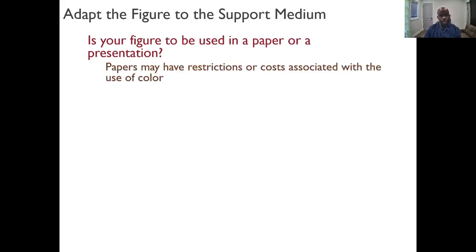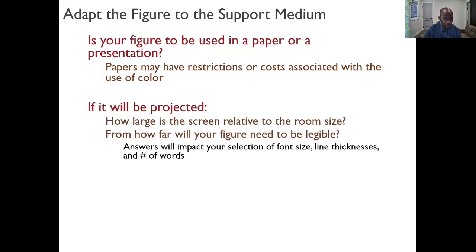The next point is to really think about the medium that you'll be using to show your figure. So if your figure is going to be used in a paper versus a presentation, you may want to have two different types of figures. With papers, and depending on the journal where you publish, they may have costs associated with using color as an example. And so you may want to consider if you can illustrate the information in grayscale.